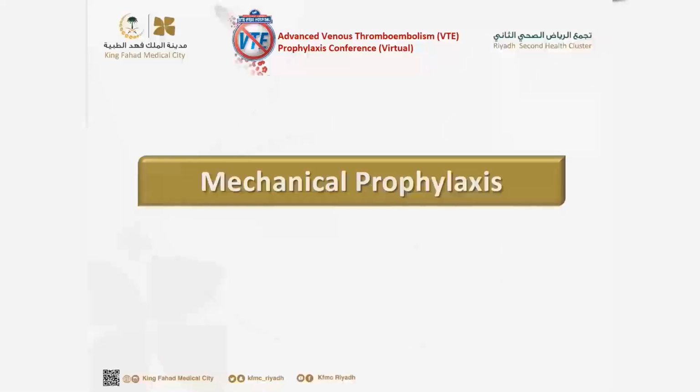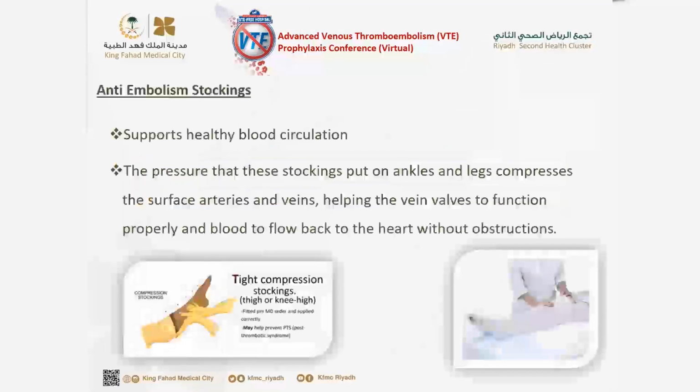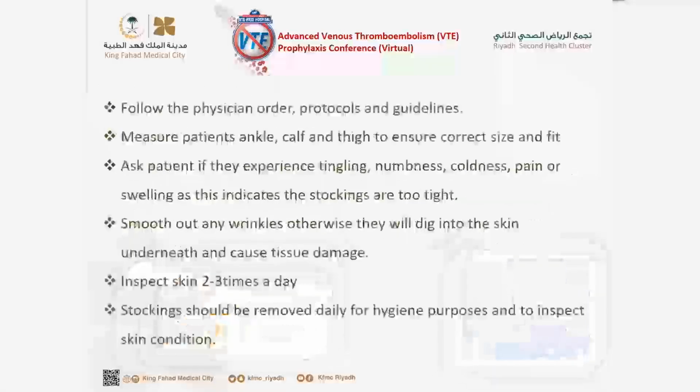The next one that we talk about is the mechanical prophylaxis. And here we talk about the anti-embolism stockings, which support healthy blood circulation. The pressure that these stockings put on the ankles and legs compresses the surface arteries and veins, helping the vein valves to function properly and the blood to flow back to the heart without obstruction.